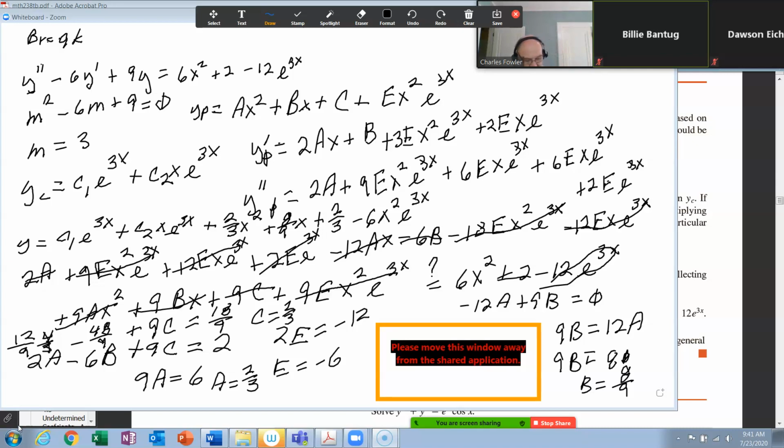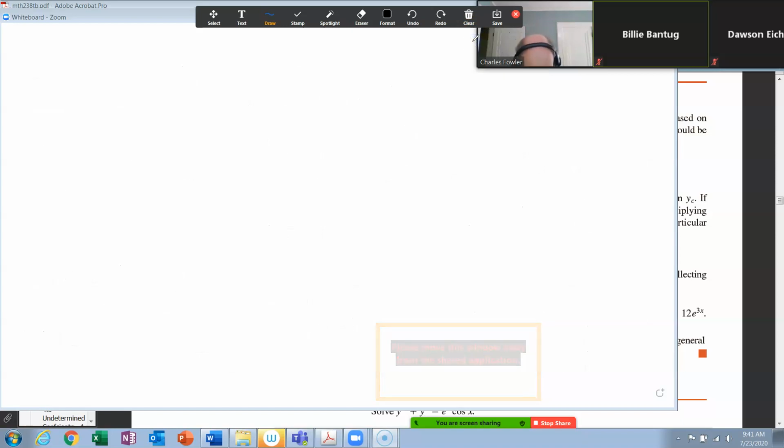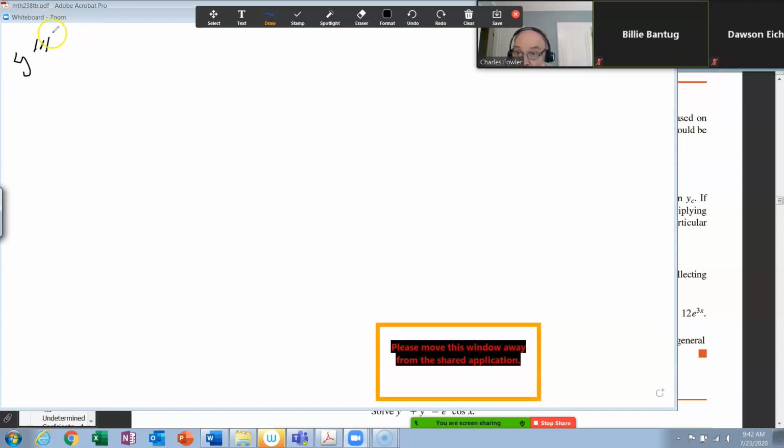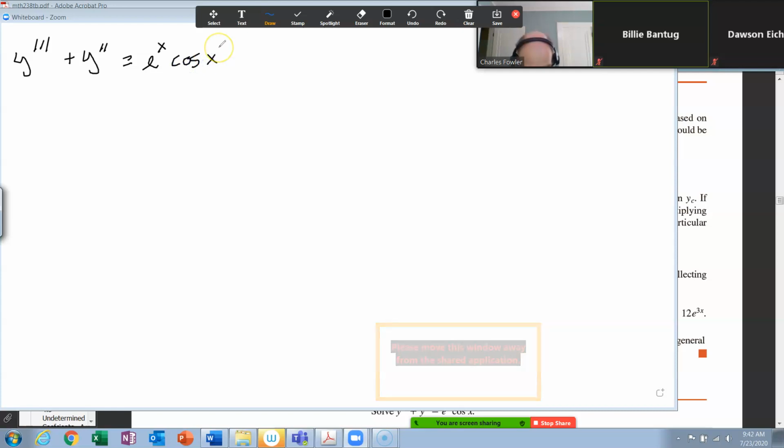All right, so let's move on to example 10. Let me clear my screen. Okay, here's example 10. Y triple prime, first one we've had of that in a while. Y triple prime plus y double prime is equal to e to the x cosine x. Okay, a simple enough looking issue, but I have a feeling it promises to have all sorts of quirks in it. So let's see if we can discover the quirks.